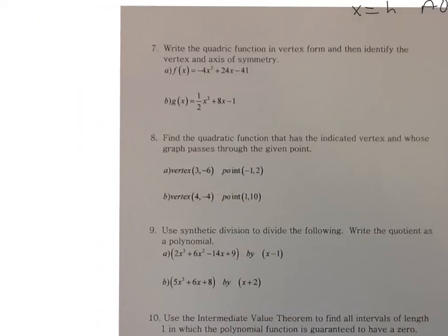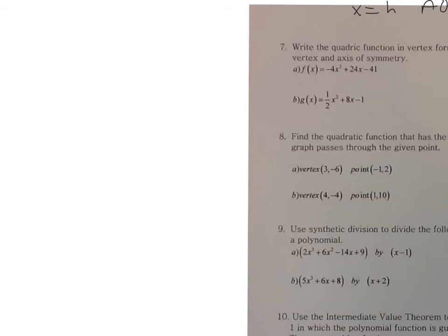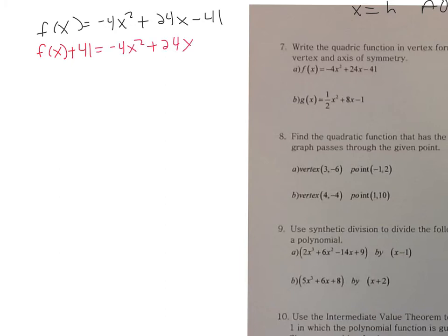Okay, so let's take a look at a. All right, so a is f of x is equal to negative 4x squared plus 24x minus 41. Okay, so I'm going to complete the square. So I'm going to add 41. So it's f of x plus 41 is equal to negative 4x squared plus 24x. Divide everything by negative 4. So I have f of x over negative 4, or negative f of x over 4, minus 41 over 4 is equal to x squared minus 6x.